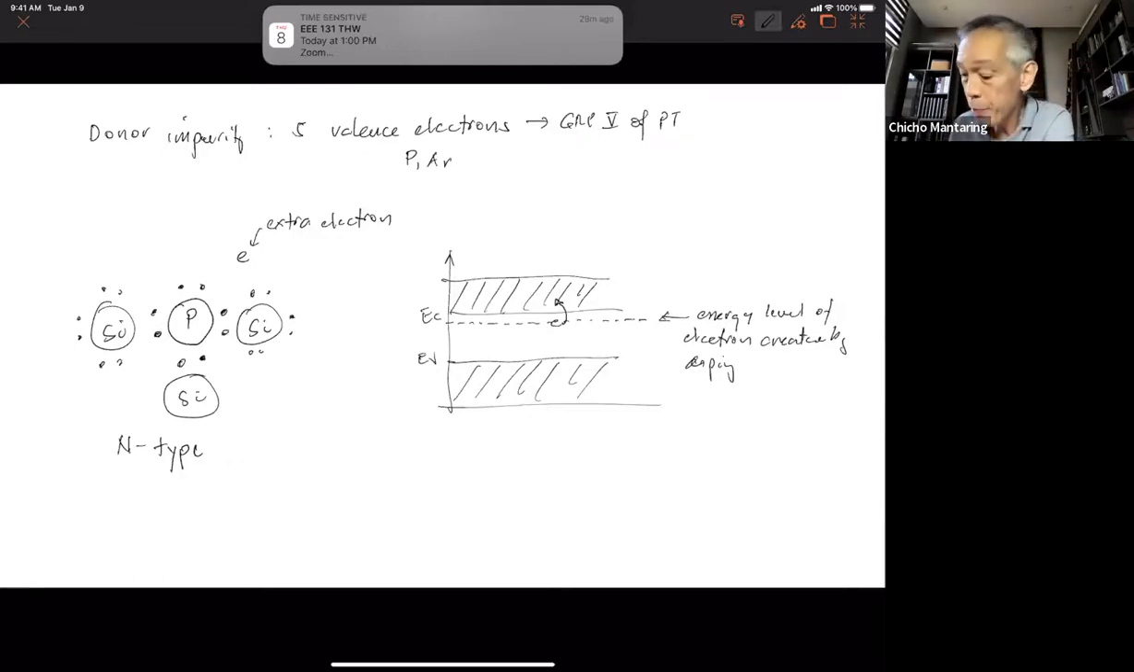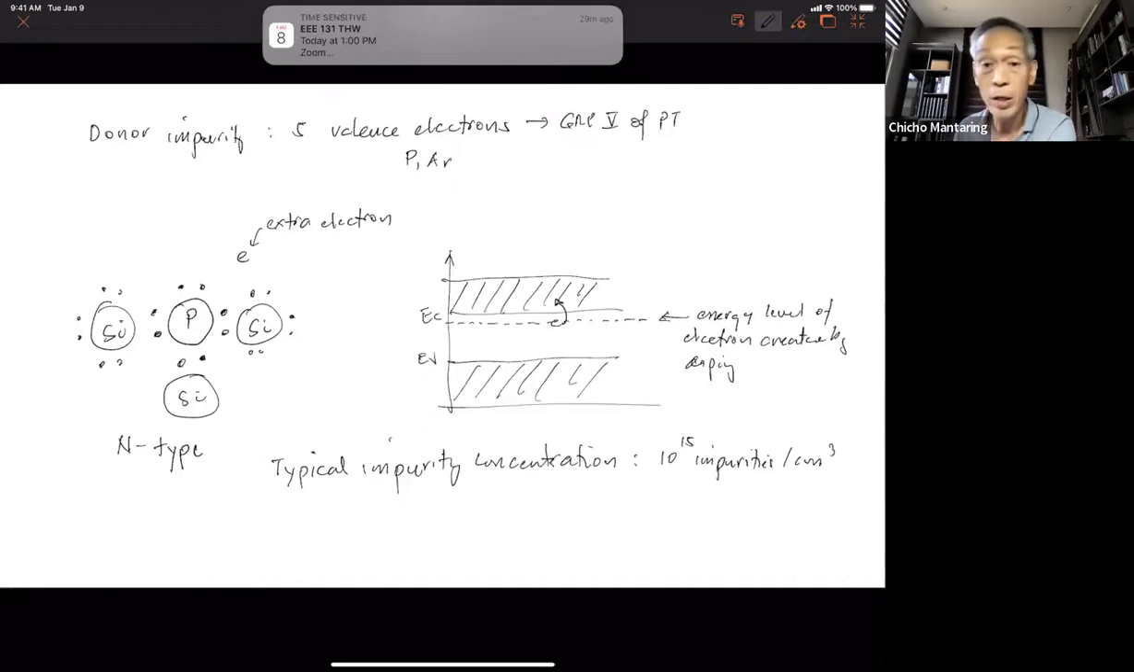Now, what is the typical impurity concentration? In other words, how much impurities do we usually apply to the semiconductor? Well, typically, this is about 10 to the 15 impurities per cubic centimeter.